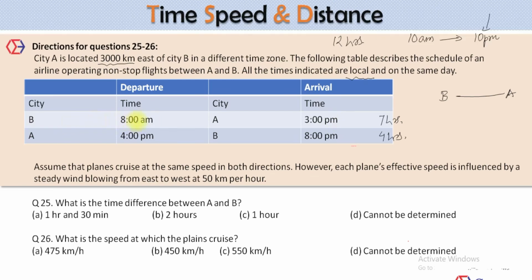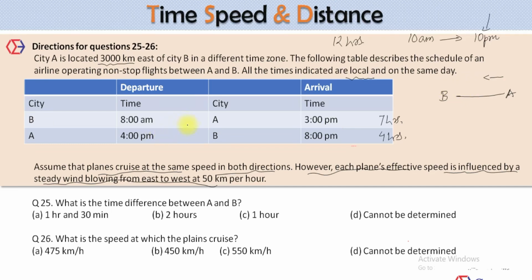The time should not be the same because they lie in different directions with respect to each other. Assume that the plane cruises at the same speed in both directions. However, each plane's effective speed is influenced by a steady wind blowing from east to west. That means wind is blowing from what? East to west. So if you're moving from B to A, the wind will resist you. So effective speed will decrease here. And when you come back from A to B, the wind will support you. So effective speed will increase here.